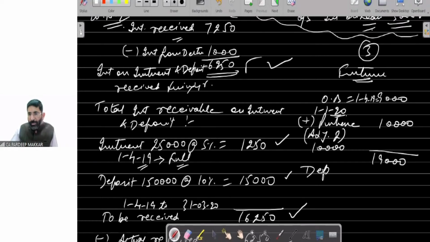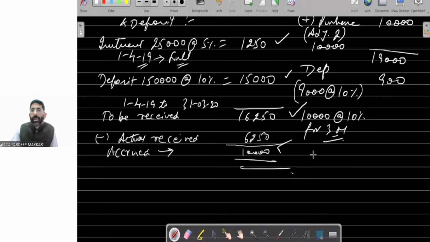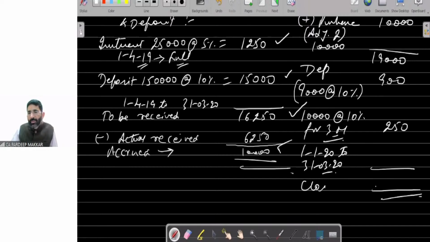Depreciation will be calculated as under. Depreciation on the furniture worth rupees 9,000, you have to charge depreciation at the rate of 10% for the full year, so 900 will be the depreciation, because this was with us on the opening date. The remaining 10,000 was purchased on 1st of January, hence depreciation will be charged for how much period? 3 months, because it was from 1st of January 20 to 31st of March 20, it will be 250. So this is the closing balance after depreciation.